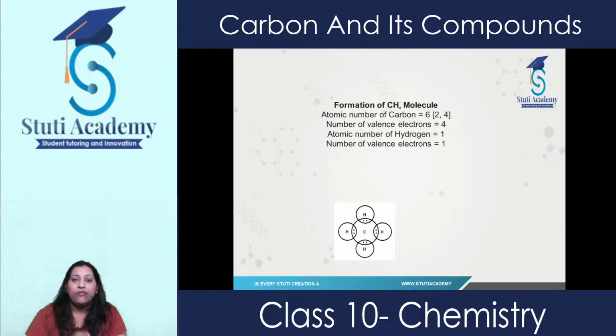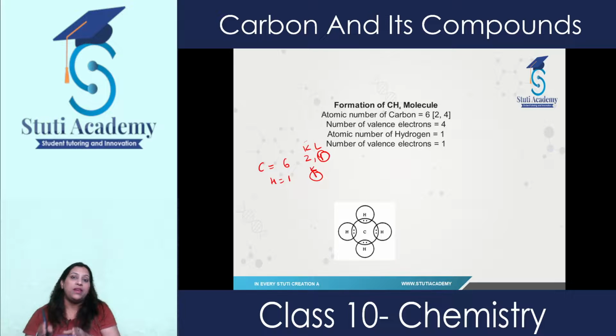Now next is the formation of the CH4 molecule. CH4 is methane. And if we see the configuration of CH4, as we know, the atomic number of carbon is 6 and the atomic number of hydrogen is 1. If we write their configuration, it is like this. It has K and L, and it is K. So carbon has 4 electrons in its outermost shell and hydrogen has 1 electron in its outermost shell.